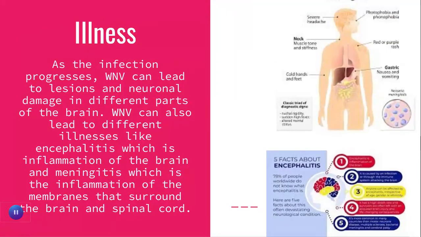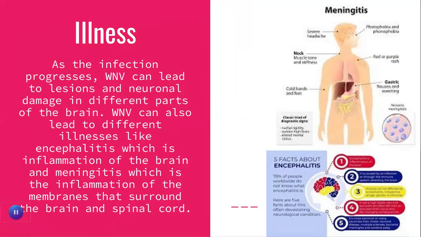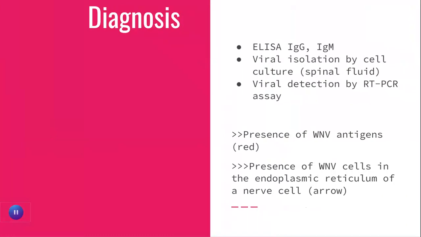one of the two illnesses that come about of this virus, which are encephalitis, which is inflammation of the brain, and meningitis, which is inflammation of the membrane surrounding the brain and the spinal cord. It causes this basically because the West Nile virus, as it progresses, can lead to lesions and neurological damage in different parts of the brain, like the hippocampus, brainstem, and cerebellum. So this is why it causes paralysis, neurological disease, and inflammation.